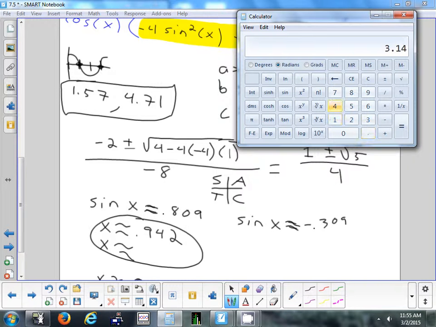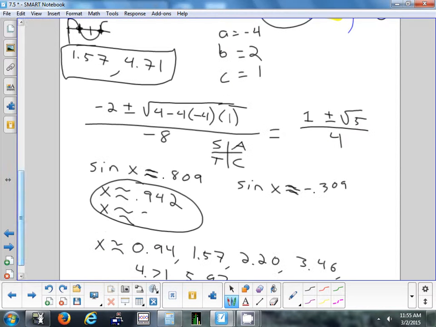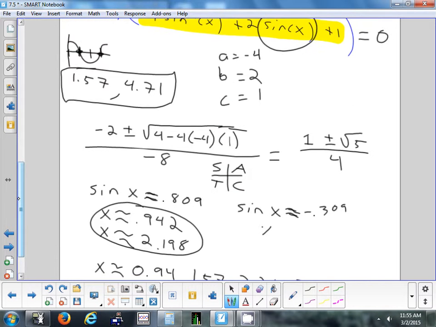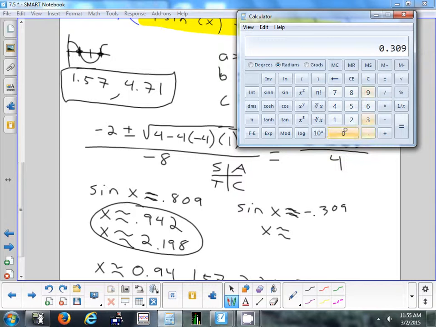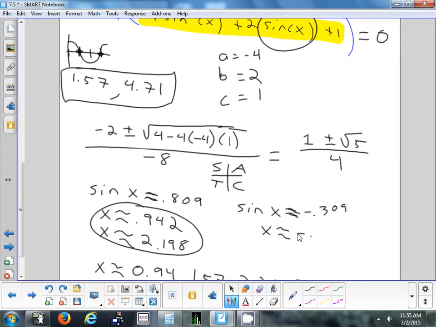So 3.14 minus 0.942. So you get 2.192. Well, I think the book rounded it to 2.2. Okay, and the last 2 answers. Take the inverse sine of negative 0.309. We get negative 0.314.